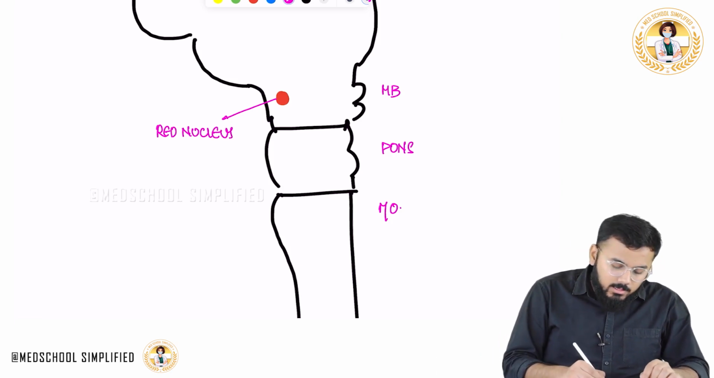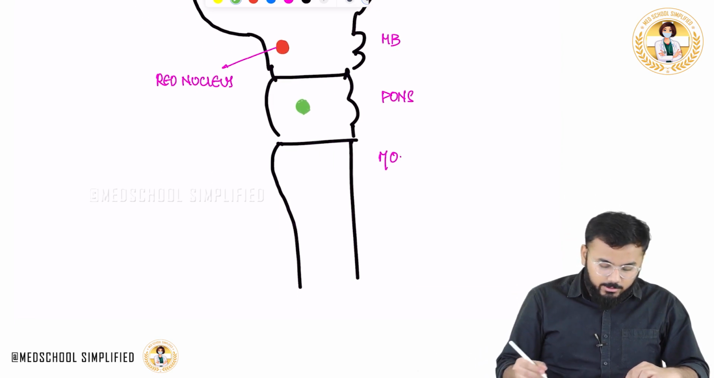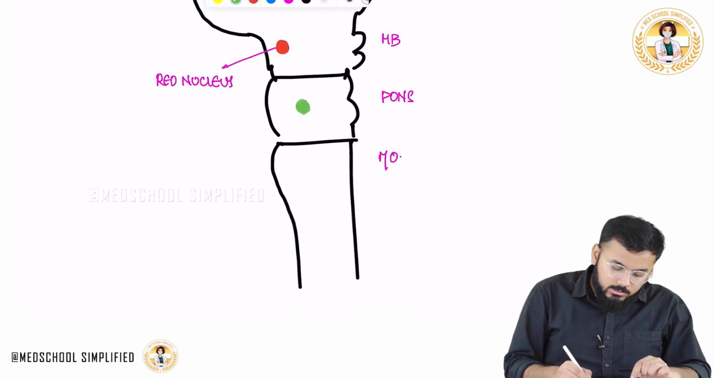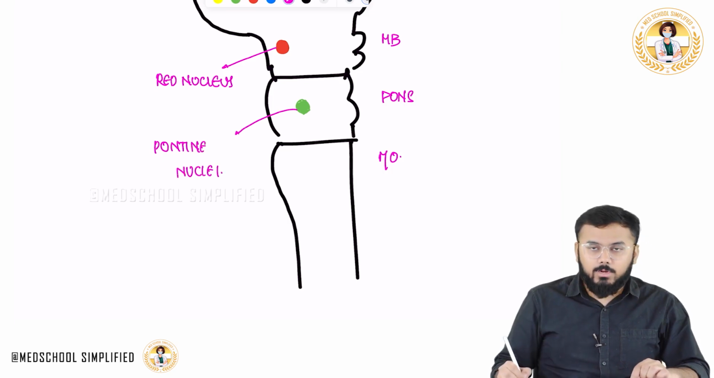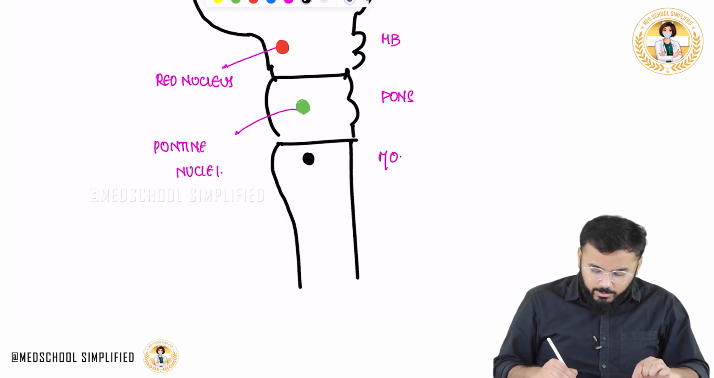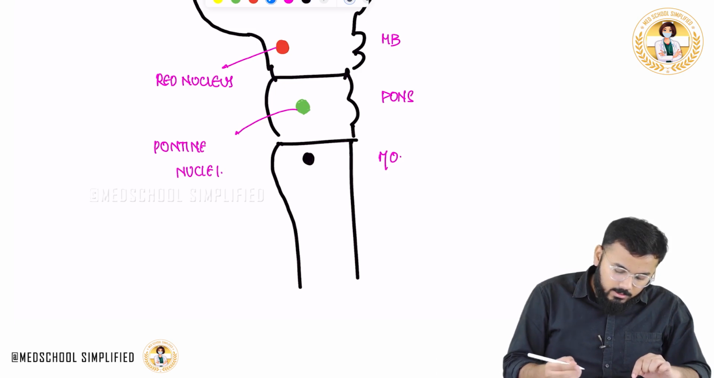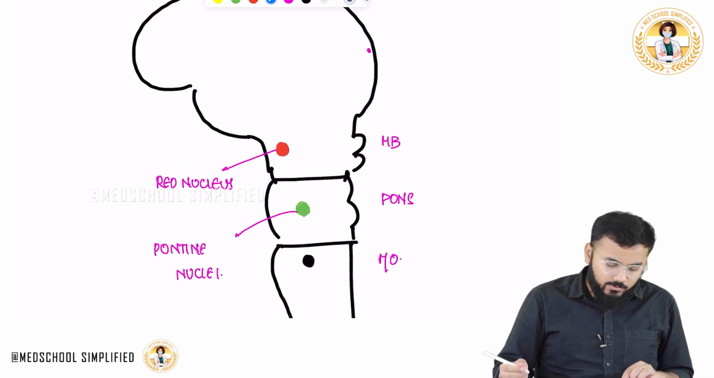In the same way, we even have a nucleus within the pons. Obviously, the nucleus located in the pons is called pontine nuclei. In the same way, we even have nuclei within your medulla oblongata. We even have nuclei within your spinal cord. Now look at the fibers.